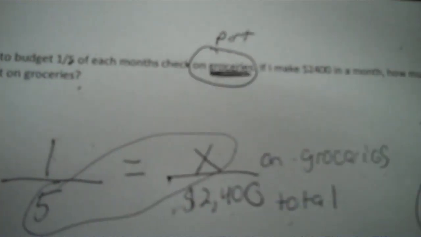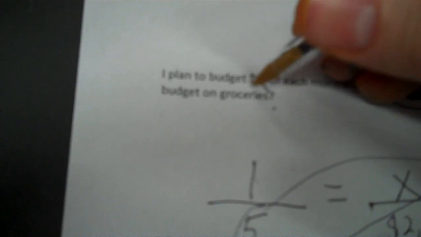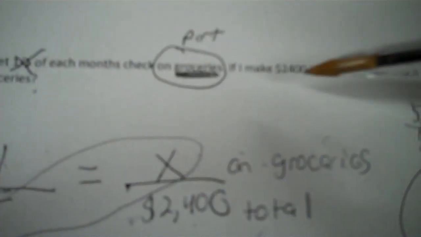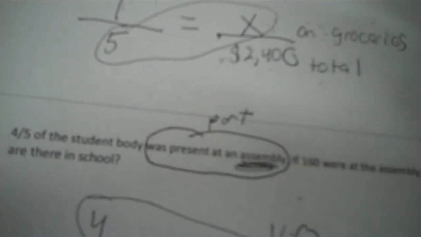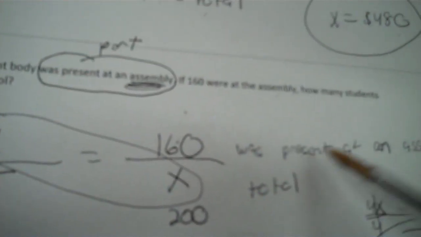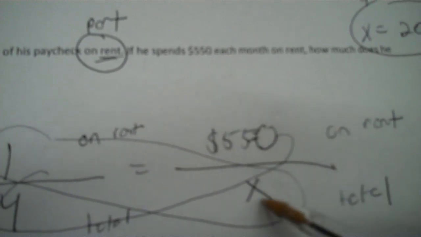So again, I'll reiterate what I was saying. On groceries, I don't know how much money was on groceries. I don't have an actual money amount for the groceries. By the way, if you place a number, you cross the fraction out and forget it. But if I'm not able to put a number for how much was on groceries, I put X, because that's what we use as a variable. Was present at the assembly. Here I did know how many were present at the assembly is 160, okay? Here I did know how much was spent on rent, 550.